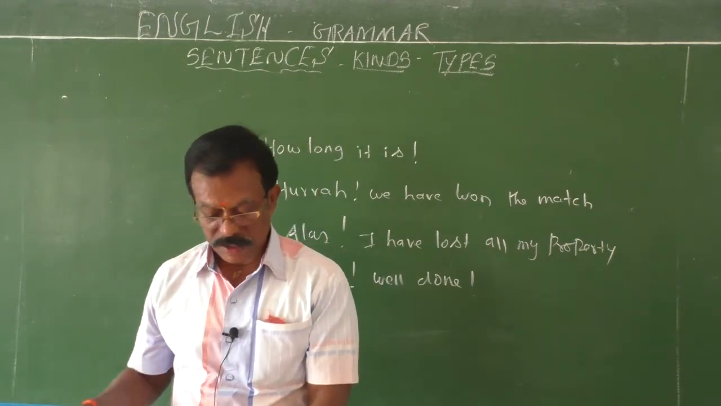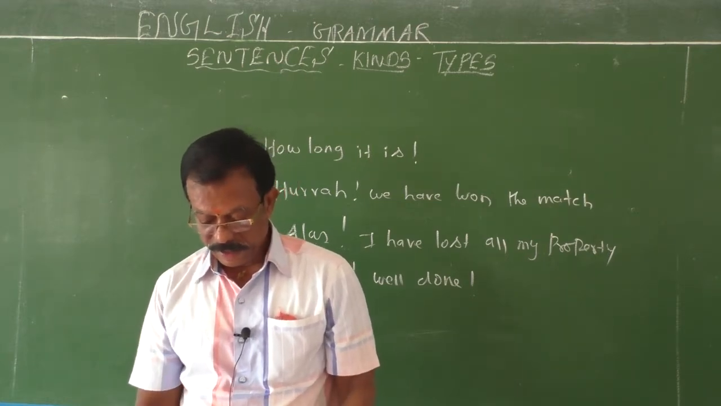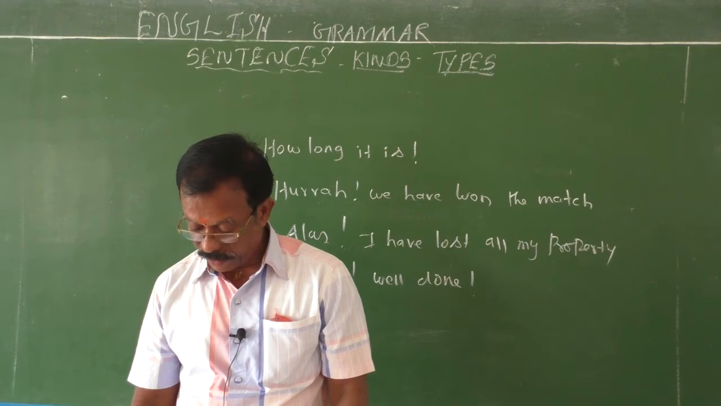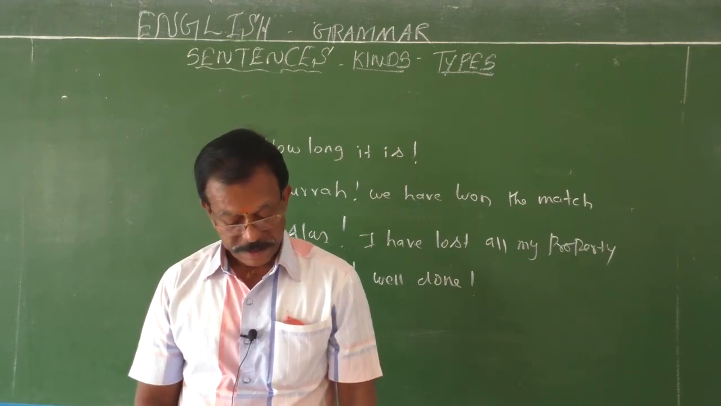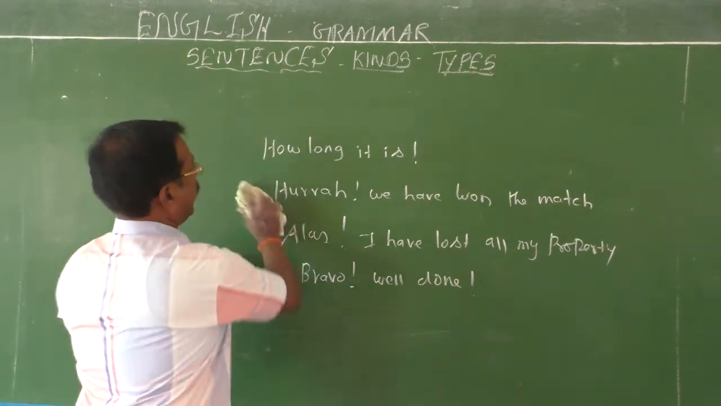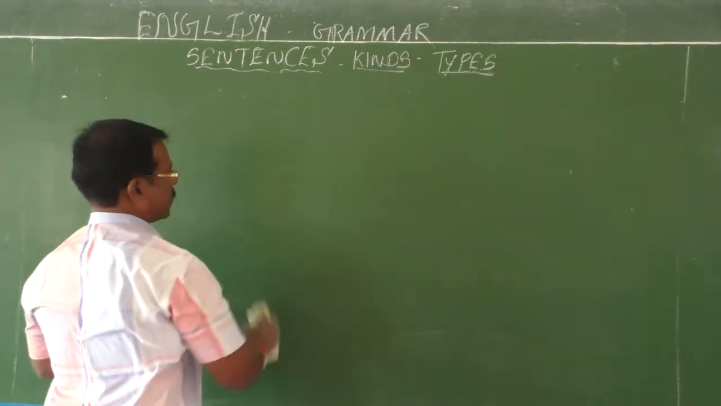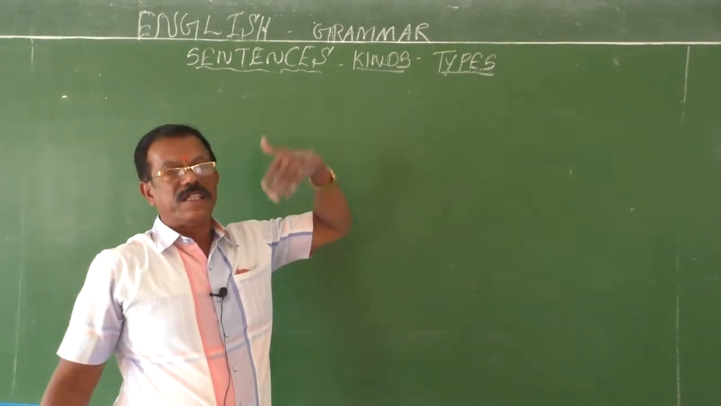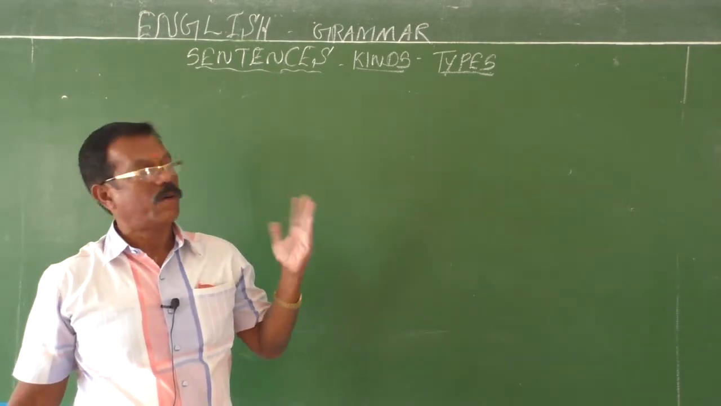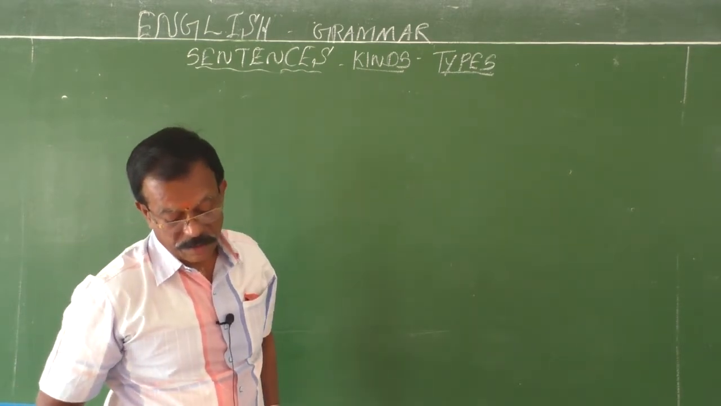See, one or two examples I would like to give from your text. Let me read out the examples from your text itself. How wonderful the performance is! See, one thing you can find in all these exclamatory sentences: mostly the subject is followed by the verb, or both subject and verb come at the end of a sentence. See, how wonderful the performance is.